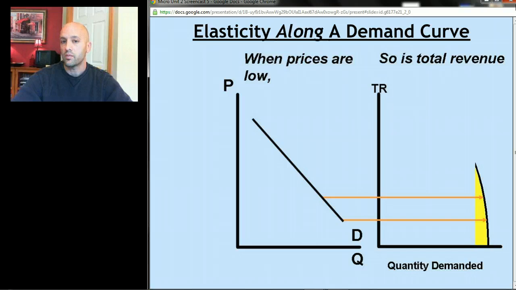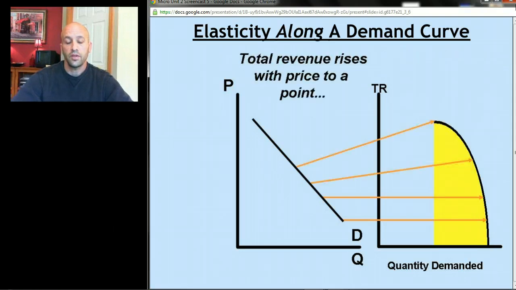So let's start on the bottom right portion of the demand curve. Here, prices are very low and quantities relatively high. When prices are low, so is total revenue. If you only charge a penny for your product, you're not going to get a lot of money into your cash register. As you move up the demand curve from right to left, as you're raising price, total revenue will also start to rise.